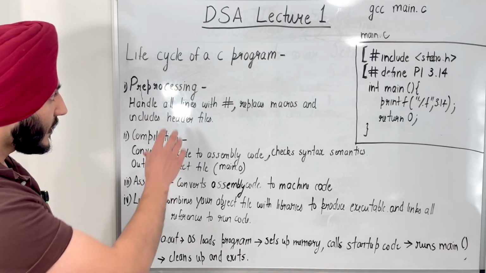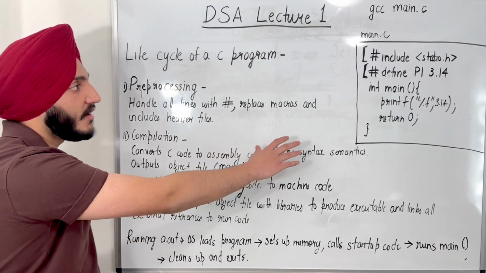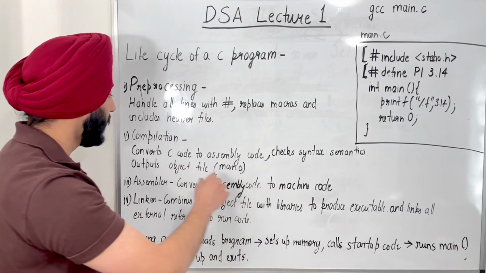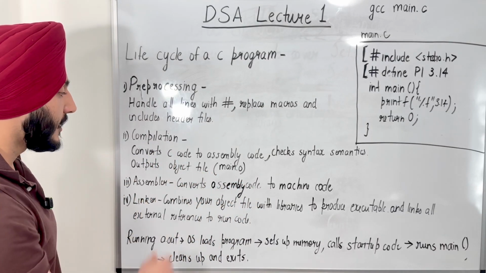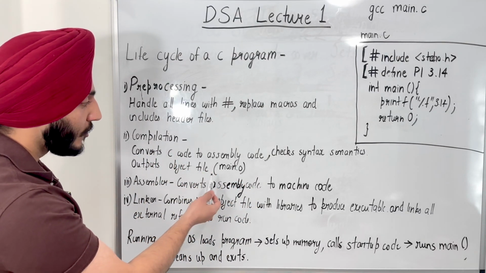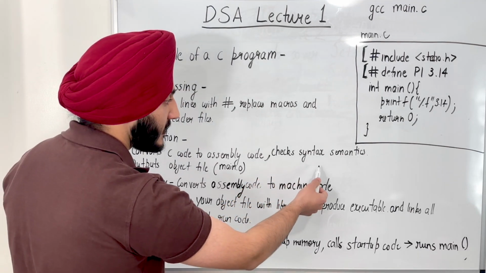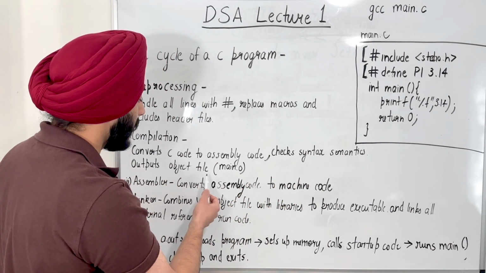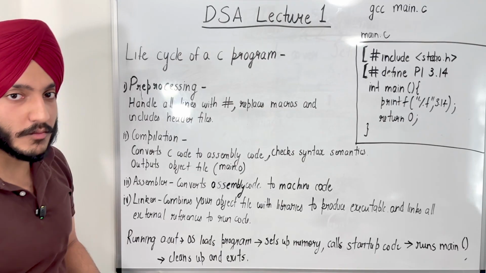So once preprocessing is done, once we have replaced these hashtags, etc., we're going to move on to the compilation, right? It converts the C code to assembly code, checks syntax, semantics, and outputs the object file, right? Let's try to understand what this does.